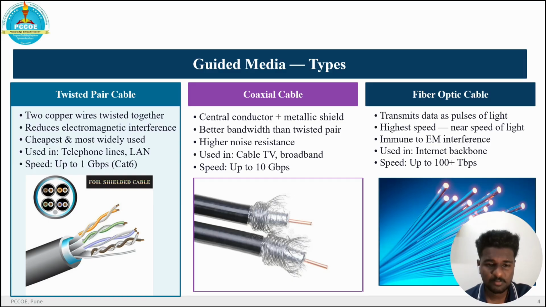Since light travels approximately 3 lakh km per second, fiber optics provides extremely high speed, up to 10 plus terabytes per second. This is thousands of times faster than copper cables. It is also completely immune to electromagnetic interference, since light is not affected by electrical or magnetic fields. It can carry data over very long distances, even thousands of kilometers, with very little signal loss.